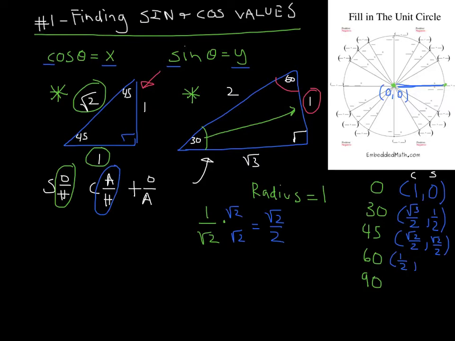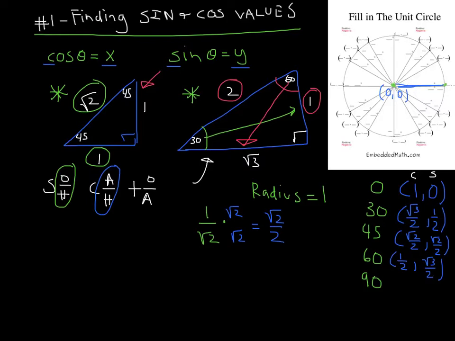And now we're going to do the sine of 60. The sine of 60 is going to be opposite over hypotenuse. So let me draw an arrow for you. Opposite of 60. There it is, root 3. What's the hypotenuse? 2. So what is the sine of 60? It's going to be root 3 over 2.